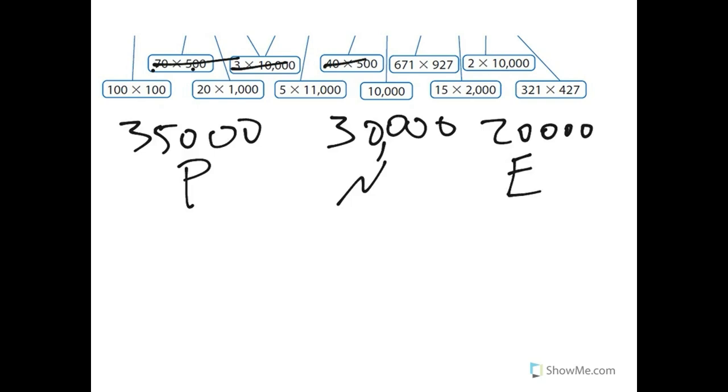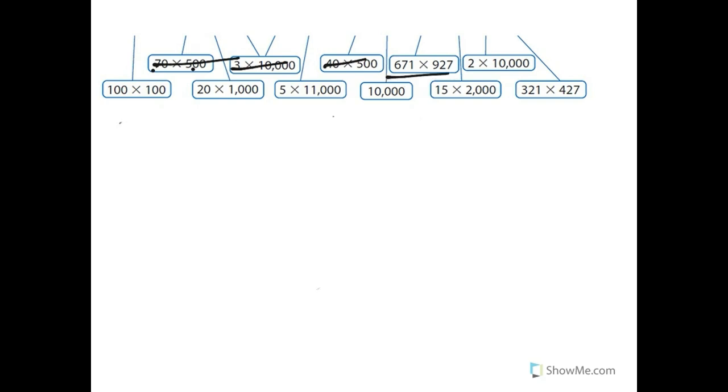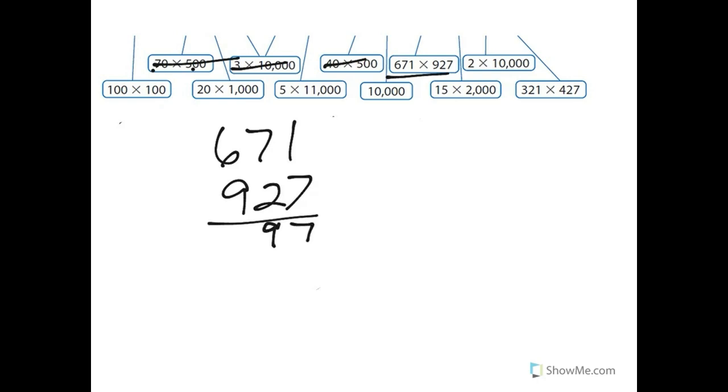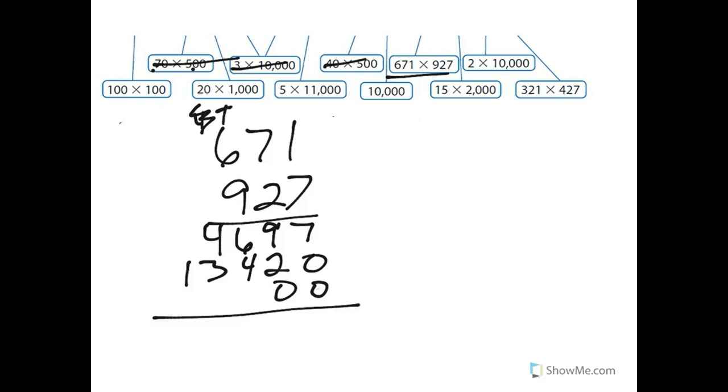Alright, and then I'm going to need some room to do this one because that one's a long one. So 671,927. 7 times 1 is 7. 7 times 7 is 49. Carry that 4. 7 times 6 is 42. 42 plus 4 is 46. Drop my 0 for the tens place. 2 times 1 is 2. 2 times 7 is 14. Carry that 1. 2 times 6 is 12. 12 plus 1 is 13. Drop 2 zeros for my hundreds place.